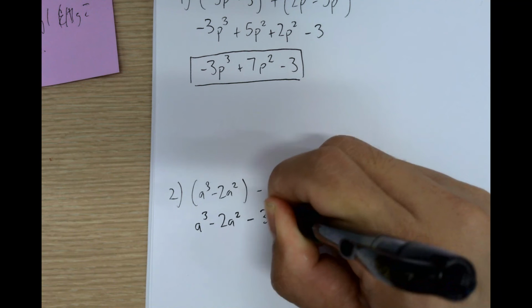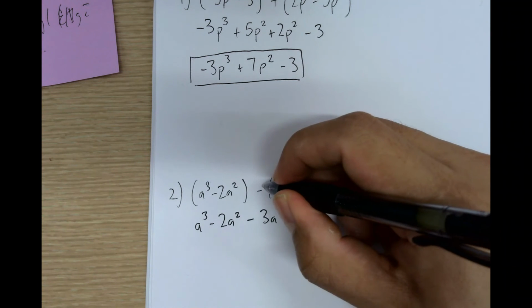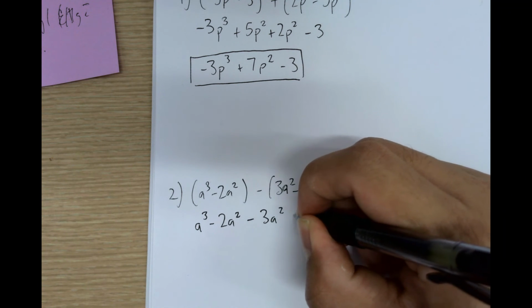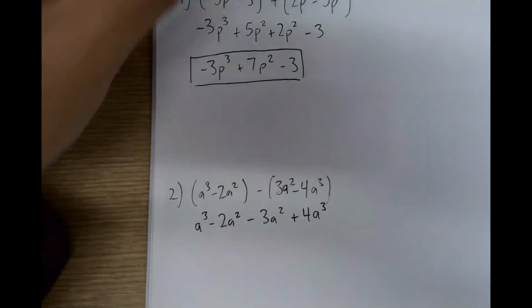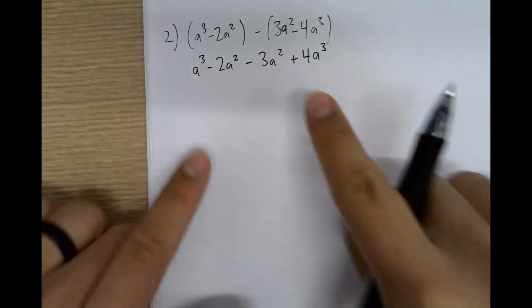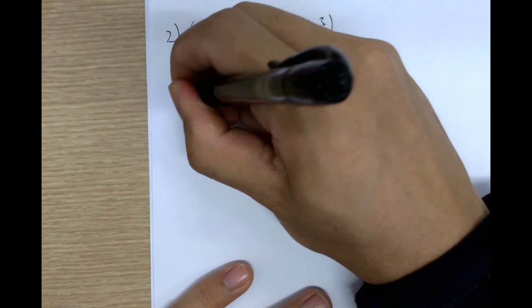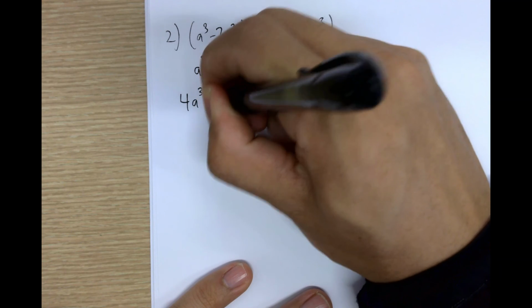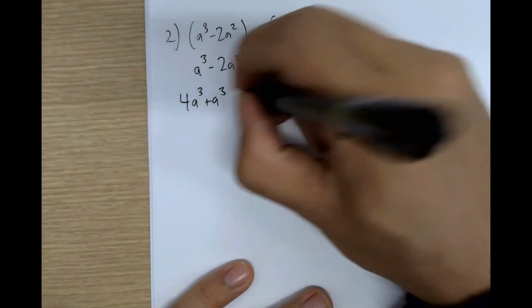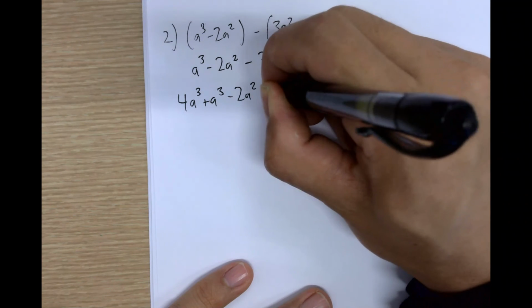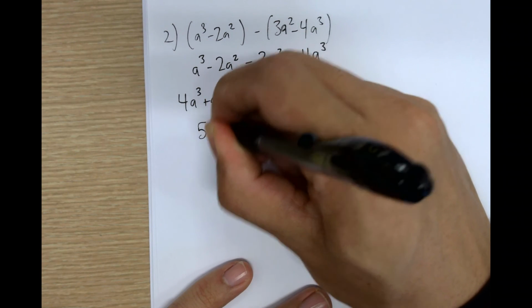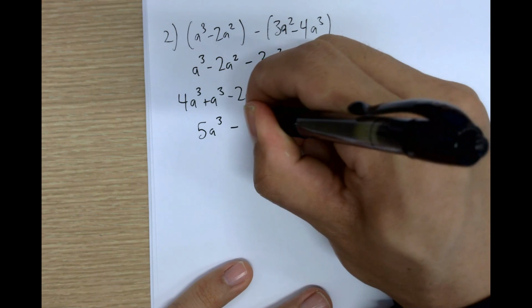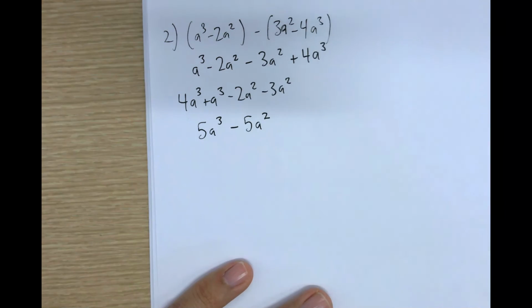So the 3a squared becomes negative 3a squared. The negative also distributes to the second term. This becomes positive 4a to the third. You can see here that I'm going to reorder it in terms of like terms. This would be 4a to the third power plus a to the third power minus 2a squared minus 3a squared. You can skip this step if you don't need it, but again, I'm just showing you what I'm doing. Then we have 5a to the third minus 5a to the second power.